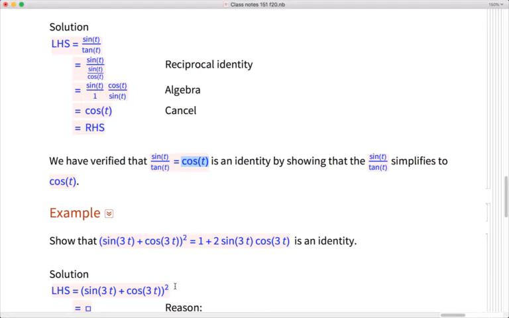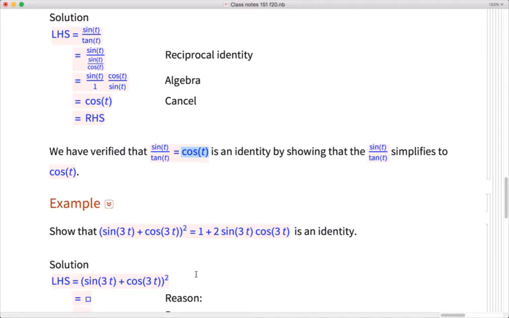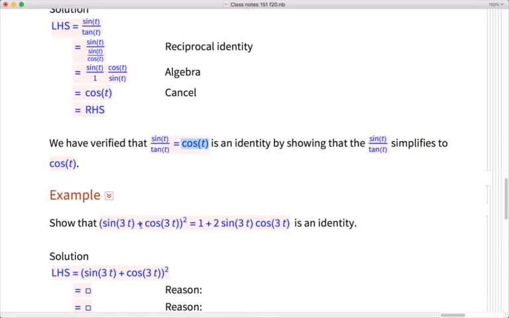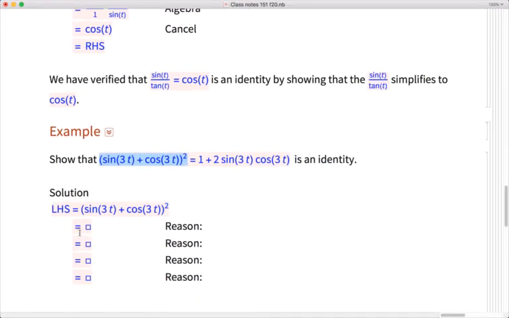Here's one that's certainly a little bit more difficult than the one we just did. Okay, so sine 3t plus cosine 3t quantity squared is supposed to be equal to this right-hand side. And again, we're trying to show that this is true for every single value of t. Right? The way we do it is start on one side, the more complicated side. I'm going to say that's the left-hand side, maybe because of the squaring. And we're going to try to transform this left-hand side until it turns into the right-hand side.